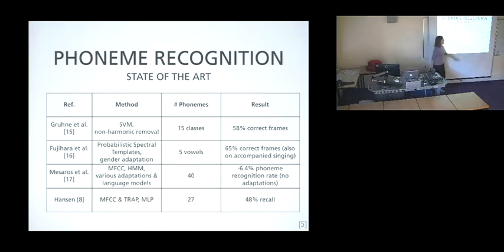So some people look at the frame-wise accuracy. Some people use measures like the phoneme recognition rate, but they also do it in different ways. Some just use recall, so that makes it very hard to compare whatever you're doing to this, or even just to compare them to each other. And of course, everyone's working on different data sets.